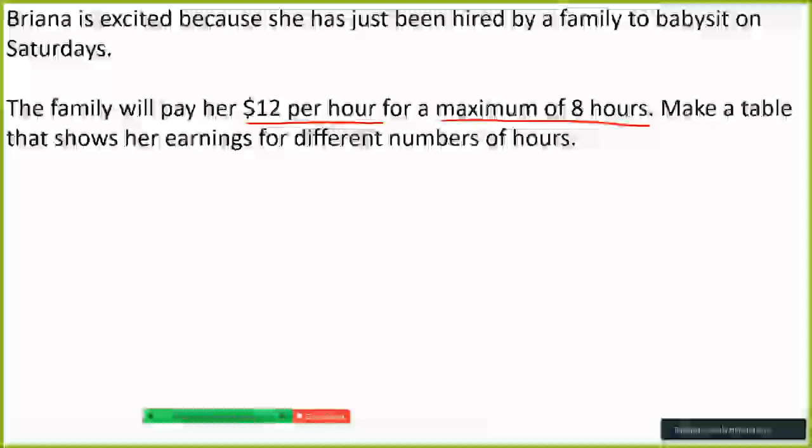Maximum means the most. So that means she won't be working for 9 hours and she won't be working for 10 hours, but she could work anything less than 8 hours. She could work one all the way up to 8 hours. Make a table that shows her earnings for different numbers of hours. So here's our task. Make a table that shows earnings, meaning how much money she's made for different numbers of hours. And it doesn't tell us what numbers of hours. So let's just start with one and move up and see what this table might look like.